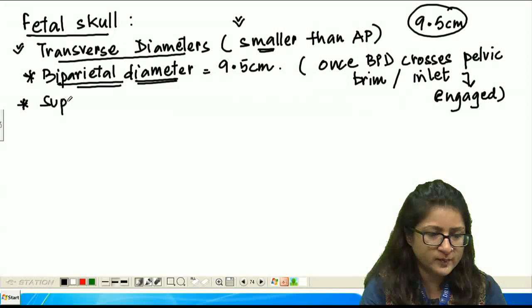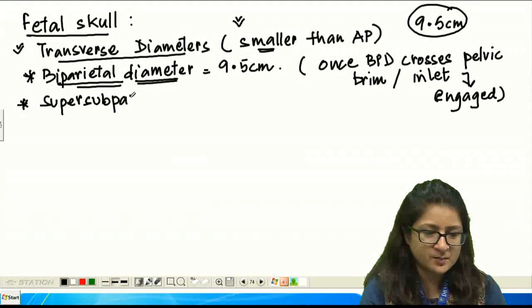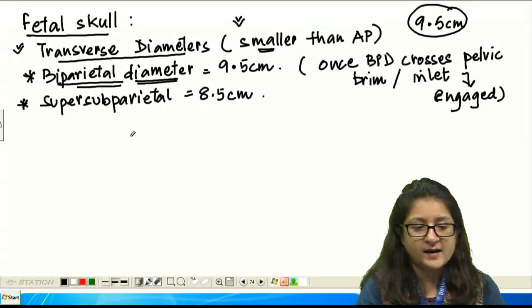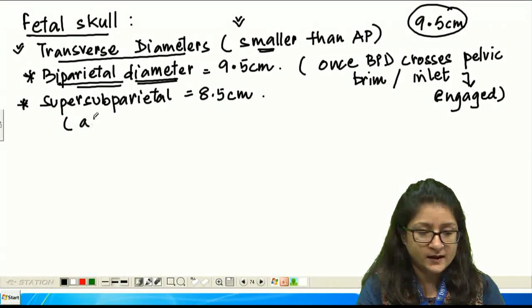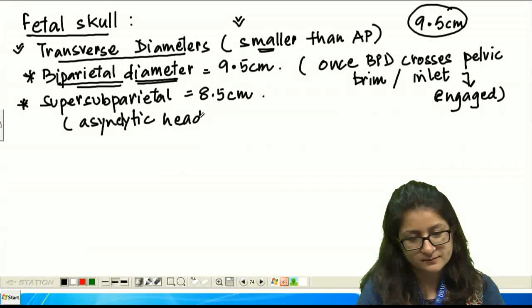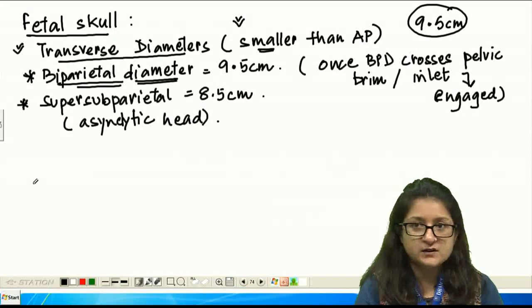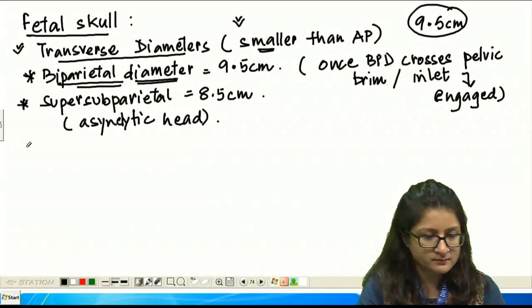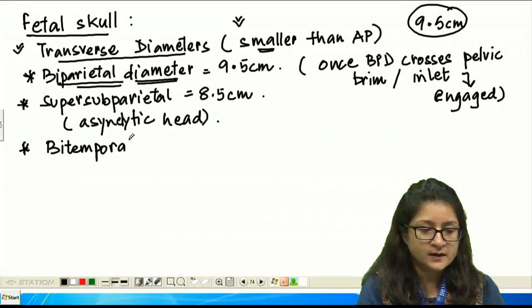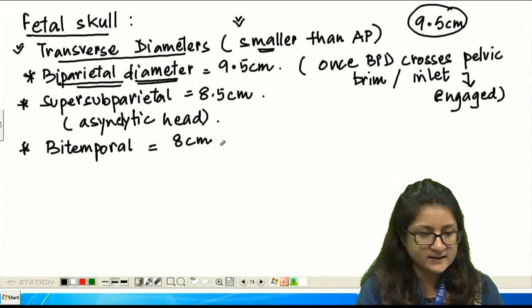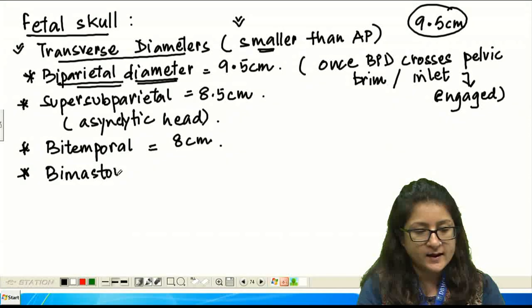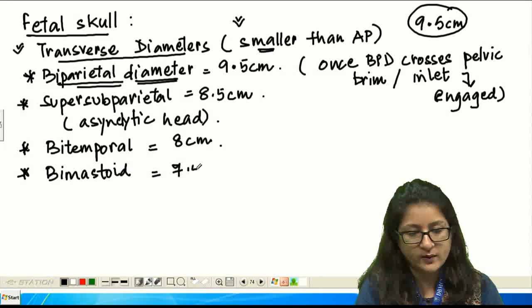Then we have the subparietal diameter. Subparietal diameter is 8.5 centimeters, and it is the diameter in the asynclitic head. Then we have the bitemporal diameter. This bitemporal diameter is 8 centimeters. And the fourth diameter is the bimastoid diameter, and this bimastoid diameter is 7.5 centimeters.